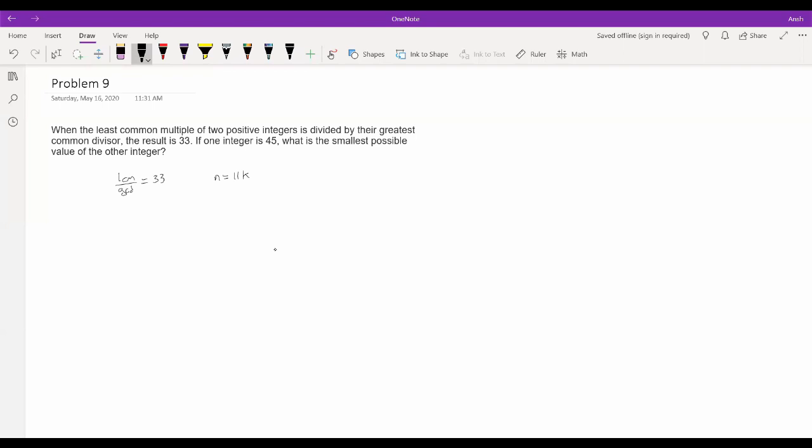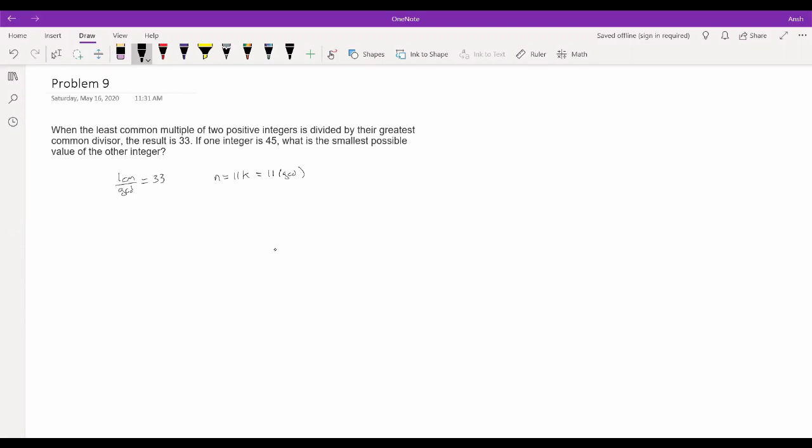So since we want to find the smallest number, this essentially just becomes 11 times the greatest common divisor, because n has to be a multiple of the greatest common divisor. Since if it's not, that means the GCD does not divide n, so it's no longer the greatest common divisor. And since we want to find the smallest number, it has to be the smallest multiple of both 11 and the GCD, which is just the product of the two.